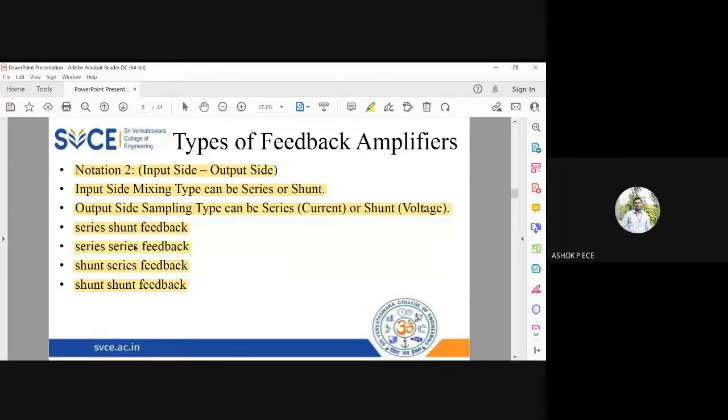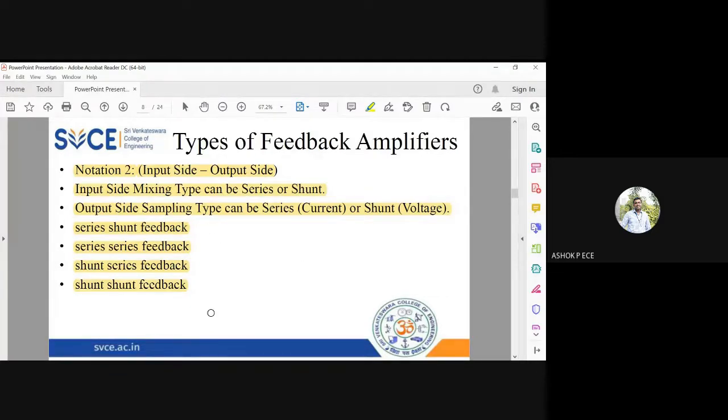Next one, series feedback. Since I have series at the input side, the input resistance will increase. Since I have series at the output side, the output resistance will also increase. Third one, shunt series feedback. Since I have shunt at the input side, the input resistance will decrease. Since I have series at the output side, output resistance will increase. And the last one, shunt feedback. Since I have shunt at the input and shunt at the output side, both the input and output resistance will decrease.